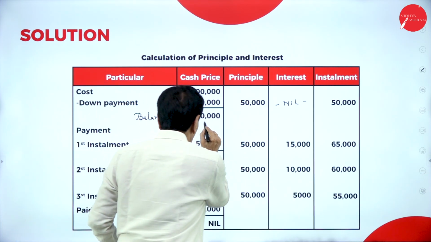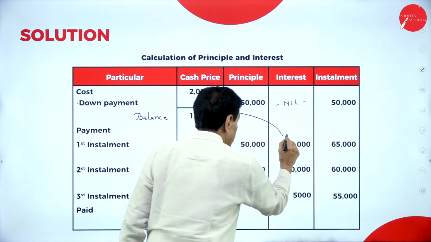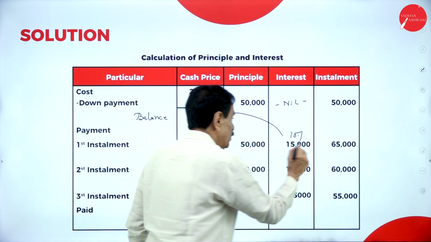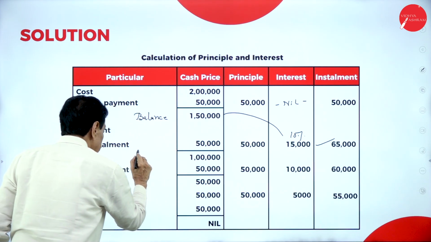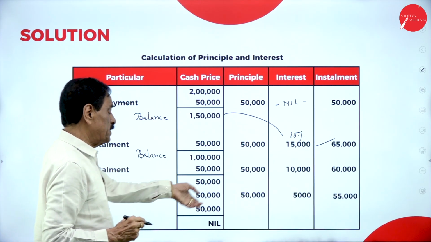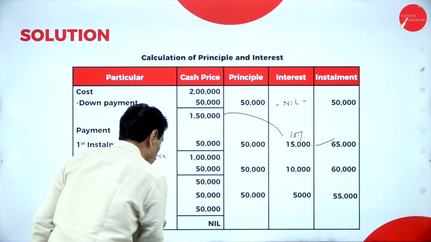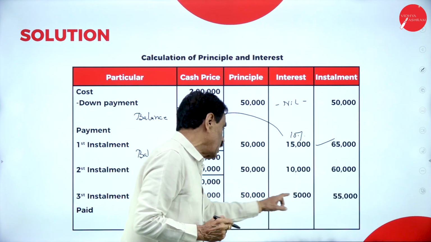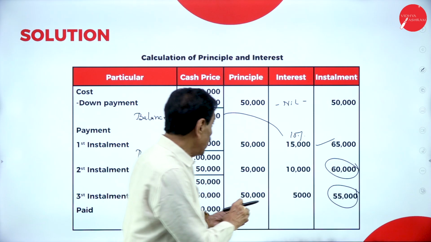10% of 1,50,000 is 15,000. So 50,000 plus 15,000, totally 65,000 in the first installment. What is the balance now? 1 lakh. On that, 10% is 10,000. 50 plus 10, 60,000. What's the balance? 50,000 brought down, and 50,000 has been paid. 50,000. 10% of 50,000 is 5,000. Totally 55,000. Understand?